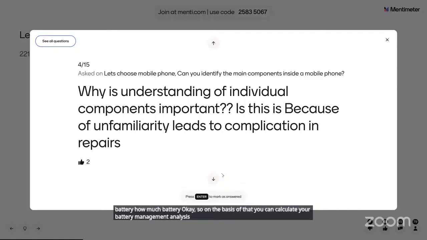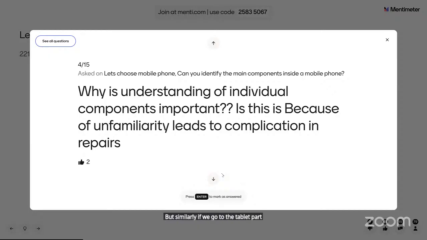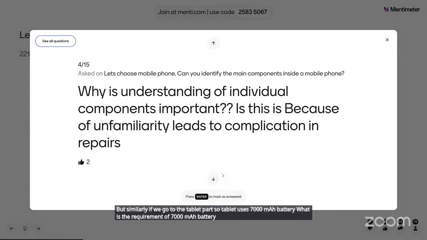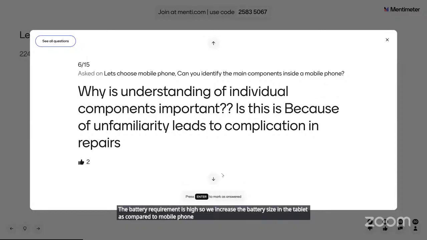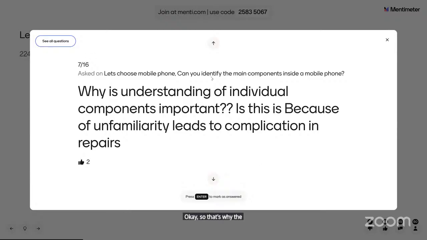For example, say one mobile phone has a 5000 mAh battery, but similarly the tablet uses a 7000 mAh battery. What is the requirement of a 7000 mAh battery in a tablet as compared to 5000 in a mobile phone? Because there are some other features, the battery requirement is high, so we increase the battery size in the tablet as compared to the mobile phone. That is how we calculate the battery requirement on the basis of individual component battery requirement. So that's why individual component understanding is important.